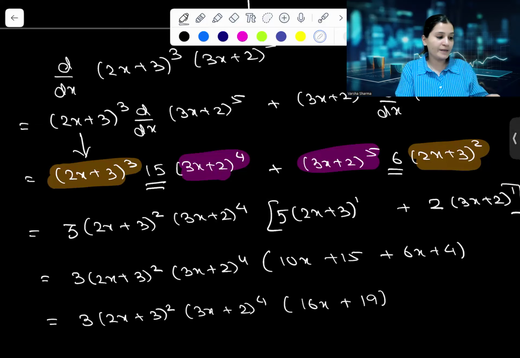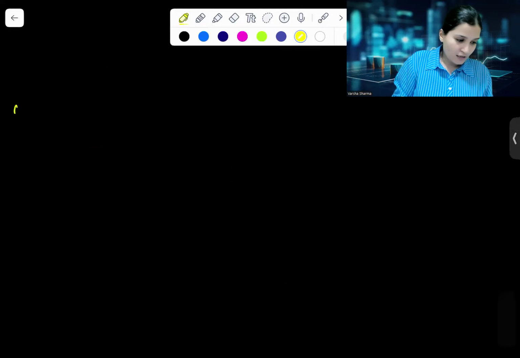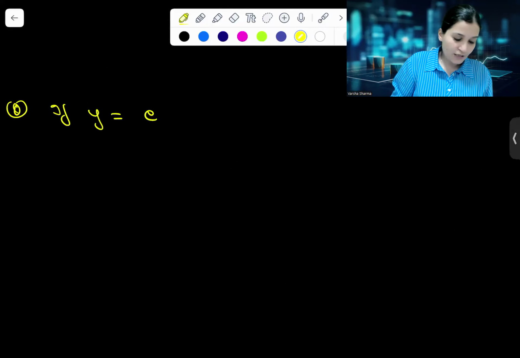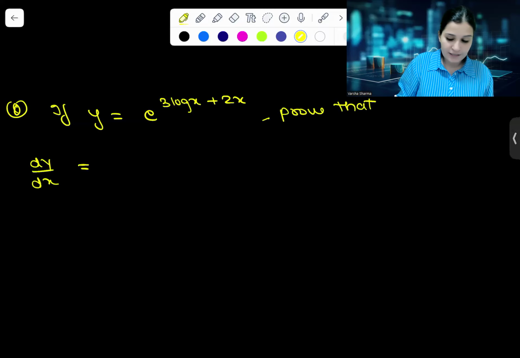Till here, any sum, any concept, any difficulty? No, ma'am. Okay. Now we will use these things to prove certain questions. Okay, let's start. Prove that. Question: if y equals e to the power 3 log x plus 2x, prove that dy by dx will be x square e power 2x into (2x plus 3).